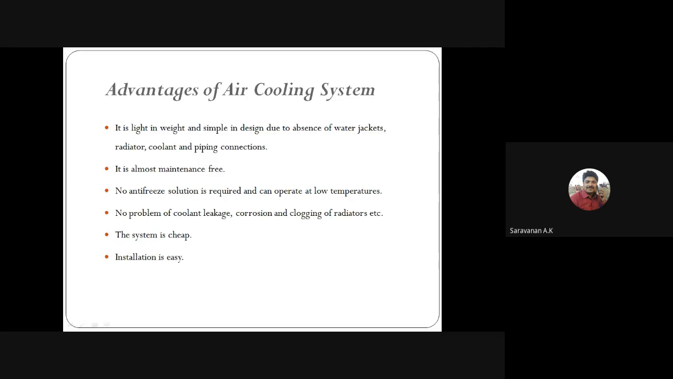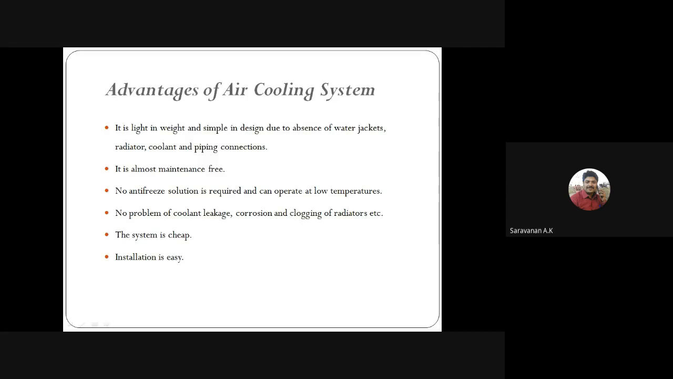So in the air cooling system, there is no maintenance cost. Why? Because it is a maintenance free one. We do not have to spend any amount for the air cooling system, most probably. Then there is no antifreeze solution. If we are using any coolant, then we have to consider antifreeze conditions. But here we are not using any coolant, so no antifreeze solution is required.